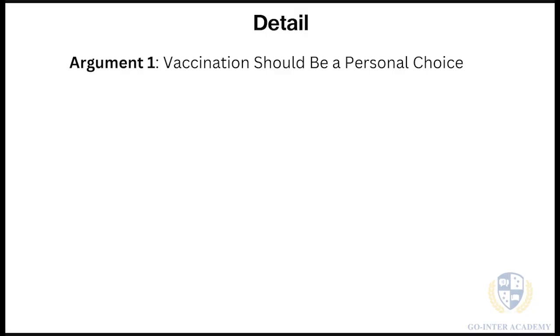Now we move to the detailed paragraph. Our first body paragraph will explain the first view, the idea that vaccination should be a personal choice. We'll present the view fairly, explain the reasoning, and give short, realistic examples.